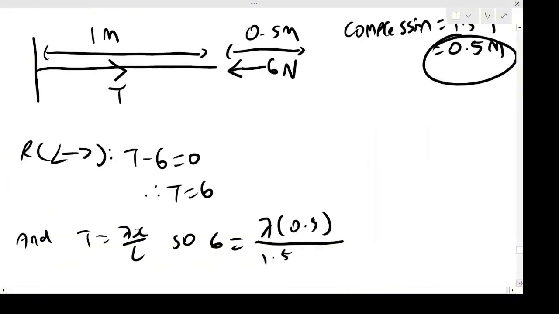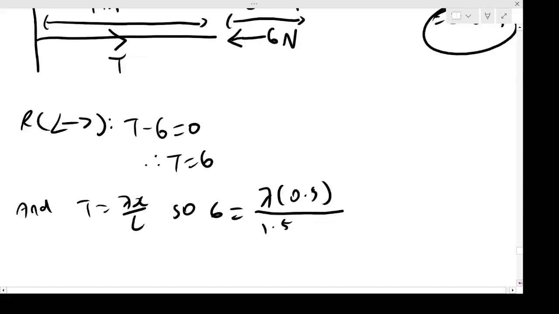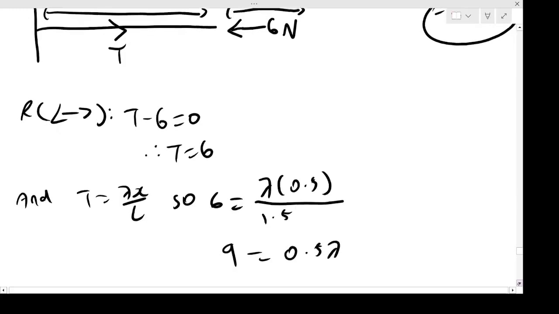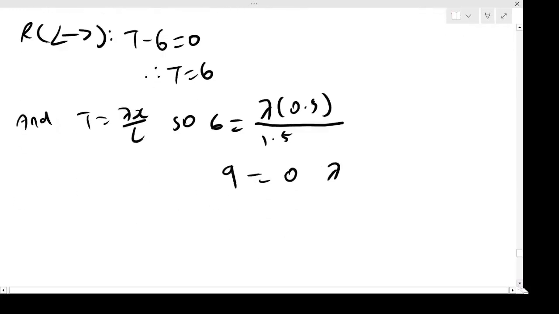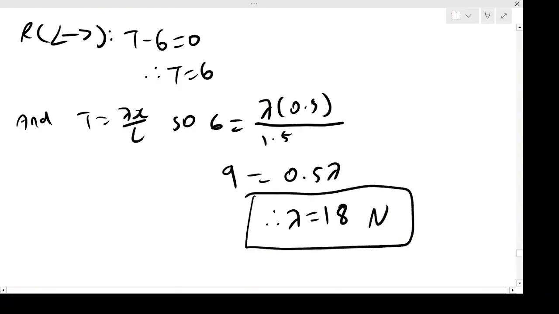So actually I can find lambda quite easily now. 6 times 1.5 is going to be 9, which equals 0.5 lambda. Therefore lambda is 9 divided by 0.5, which gives 18. So 18 there. And the units is newtons, by the way, for modulus of elasticity as well. But there we are.